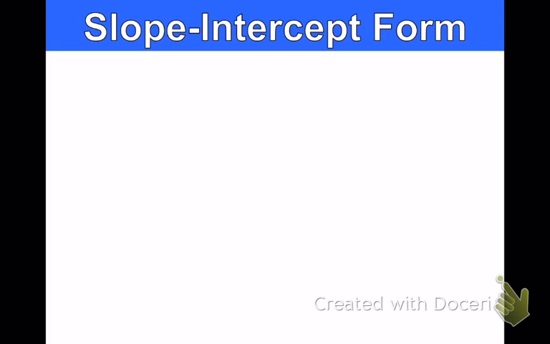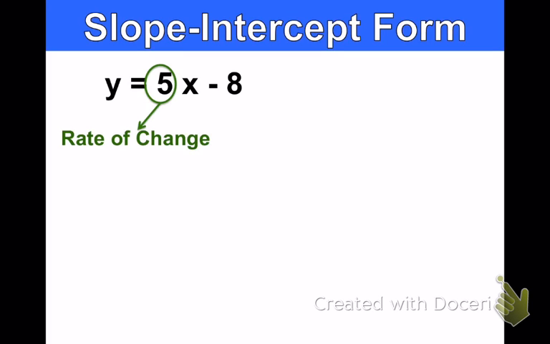All right, so let's go ahead and look at our first equation. We have 5x minus 8. This is in slope-intercept form. The reason we call it slope-intercept form is that by looking at the equation, we know two things. We know what the slope is, and we know what the y-intercept is. That's where the name comes from. And it has to be in y equals form to get these two values. So that 5 next to the x is called the rate of change, and the 8 without the x next to it is the starting value.